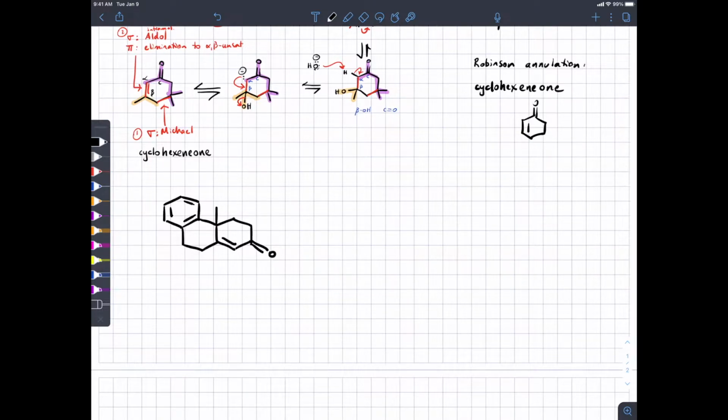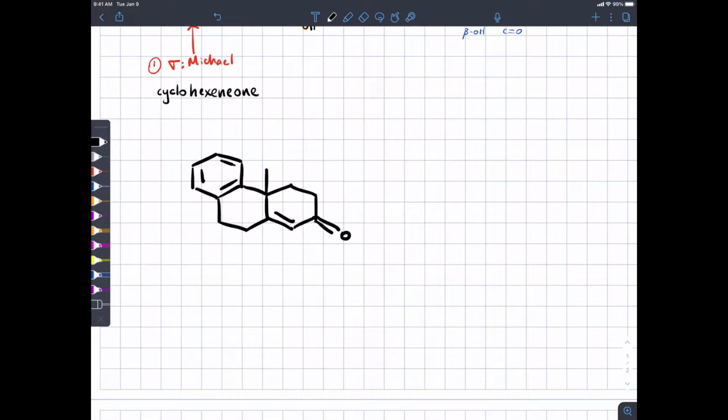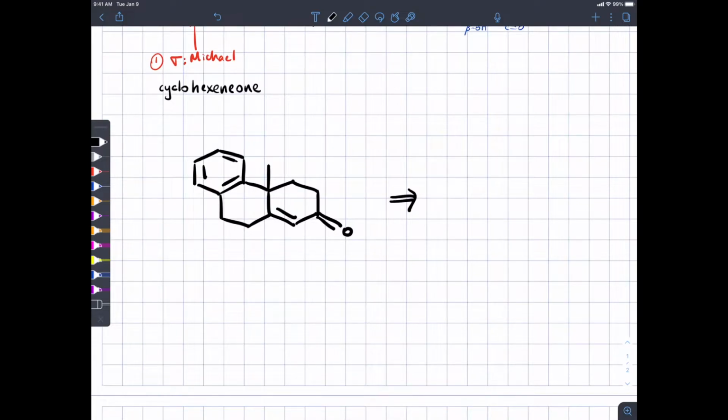Okay. All right. So that looks like a crazy product, and the question is, what were the starting materials? How could I have broken this into simpler starting materials? And so look for this first, look for the cyclohexenone, and that's right here. Do you see that six-membered ring? That's what we could have made via the Robinson annulation.